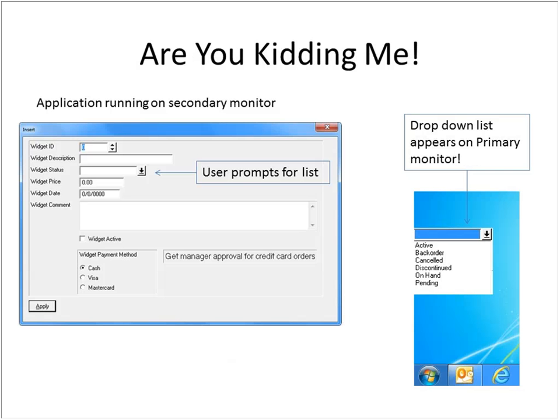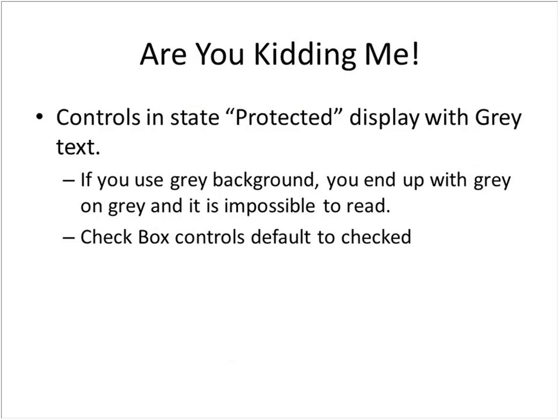So there it is. You're running your application on a secondary monitor. You've got a drop-down combo box there for the widget status. The user clicks on the little down arrow to bring it down, and the values appear over on your primary monitor over on the right. Nasty.